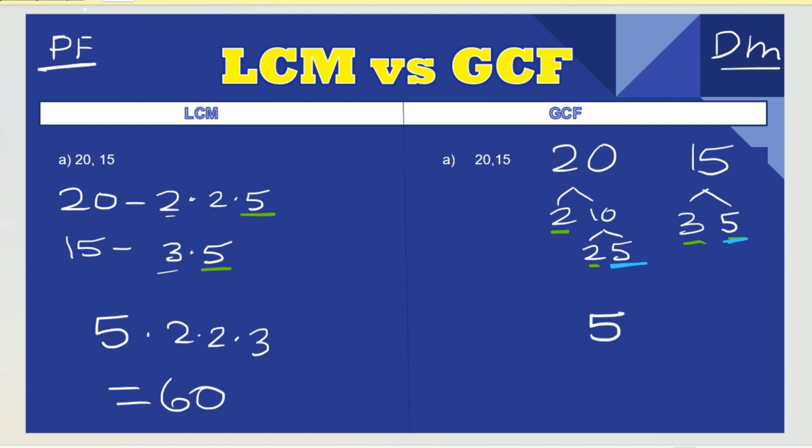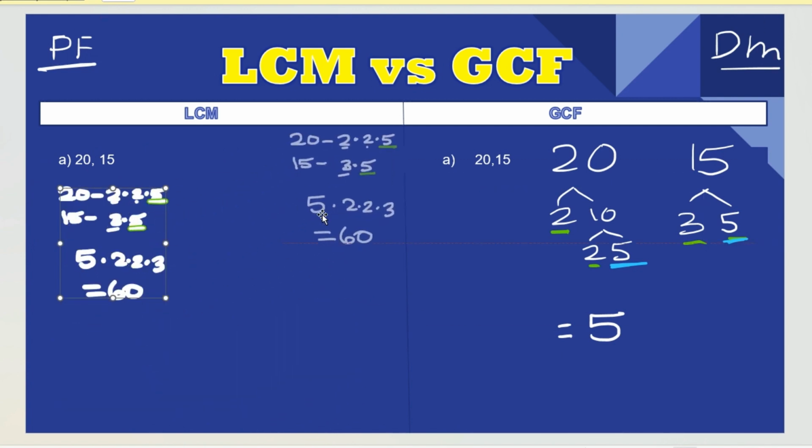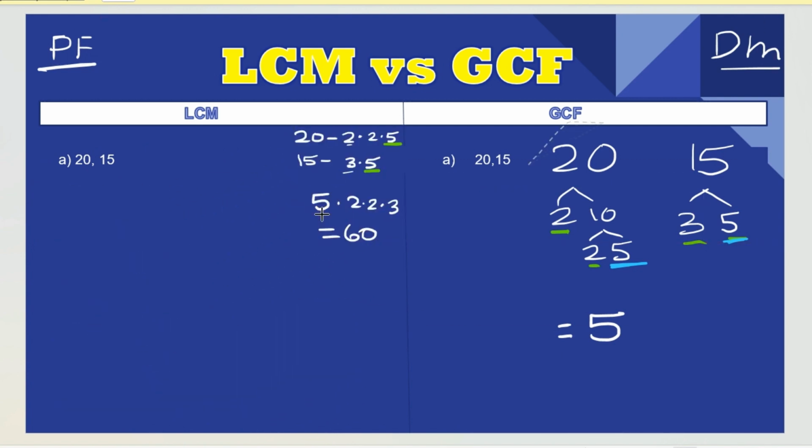Because again, remember that the leftover numbers, they're just leftovers. We just leave them. So here the answer is going to be 5, if you're trying to find the GCF of these two numbers. So that would be a difference between prime factorization of GCF and LCM.